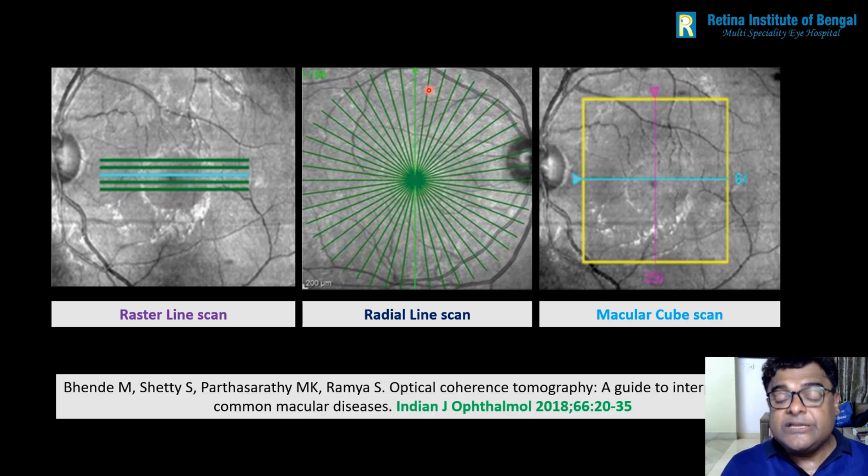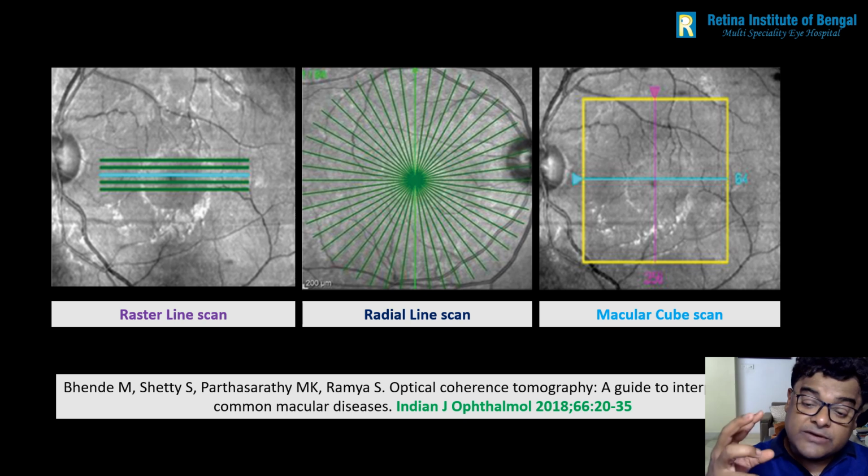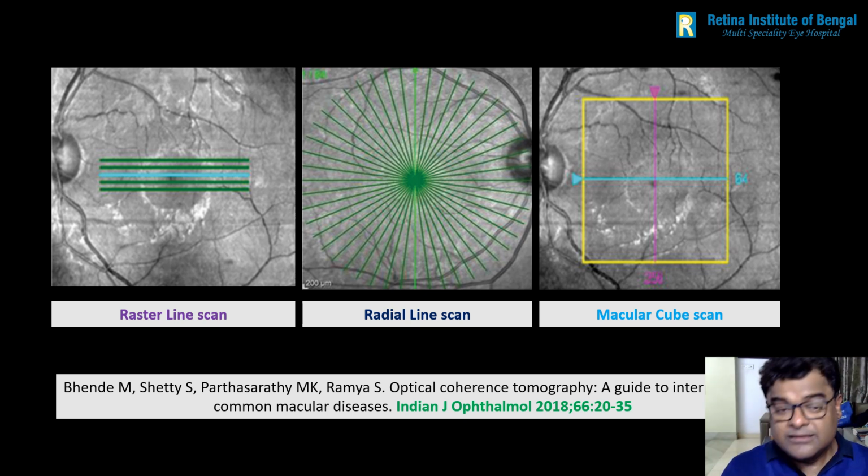The protocol that we usually use in our clinics is the macular cube scan, which is a cube. This can be a 3 by 3 millimeter cube or a 6 by 6 millimeter cube or even wider. This is a scan where we are going to scan every point within this cube, so that provides us a lot of data.